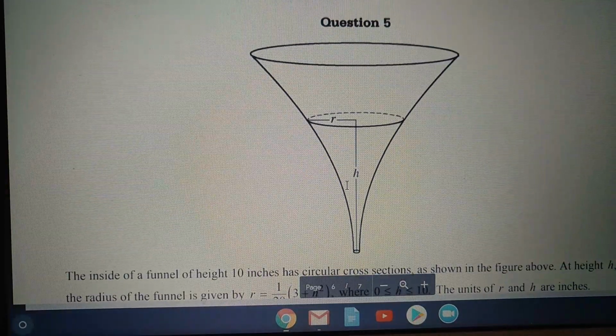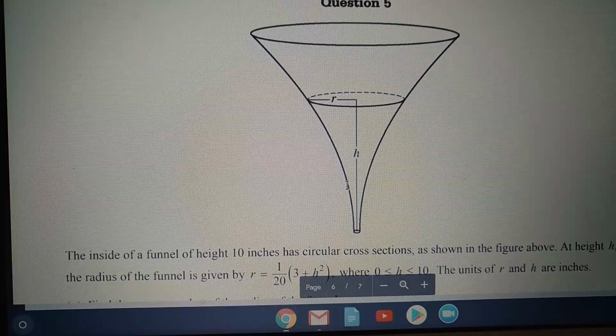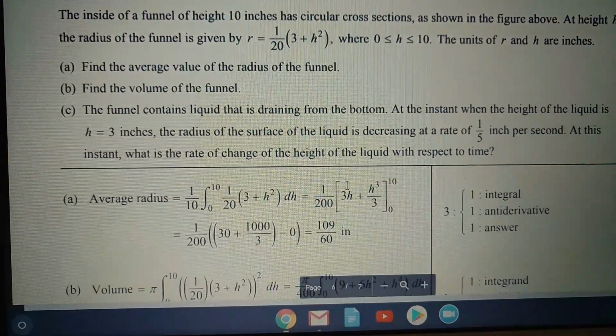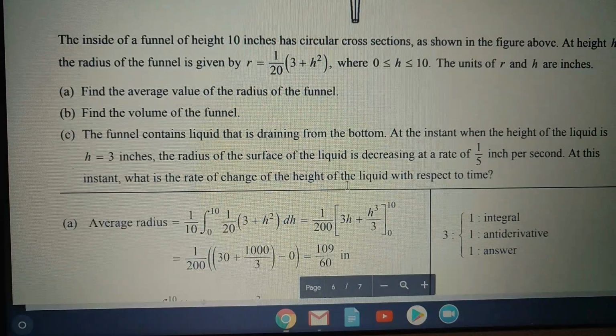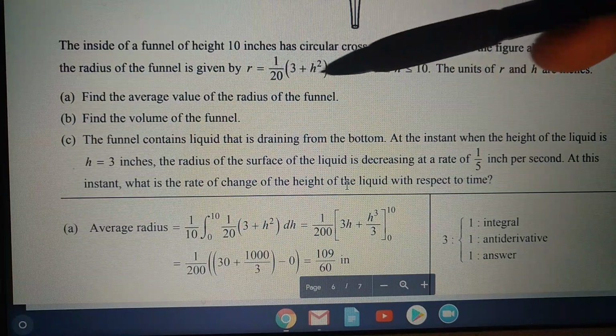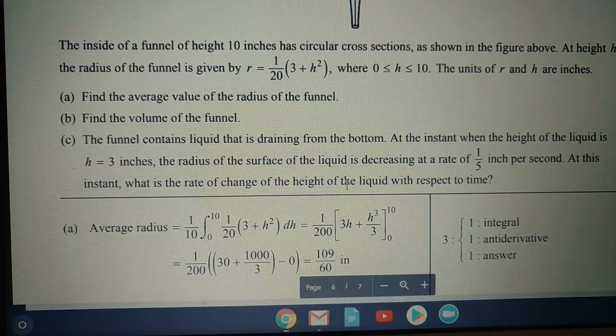Okay, question 5. This is an AB question. So here we've got our funnel with circular cross sections. The first thing says find the average value of the radius. The average value of the radius is a given function here. So basically we're just finding the average value of a function.